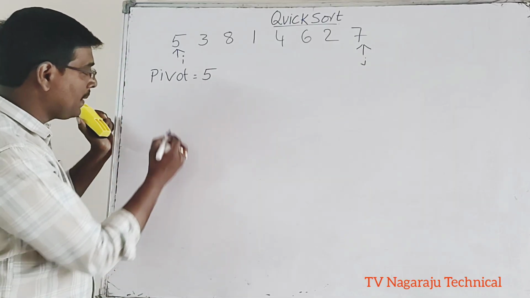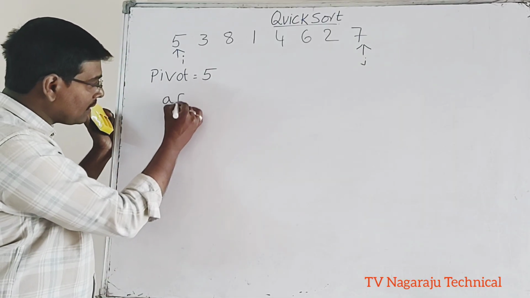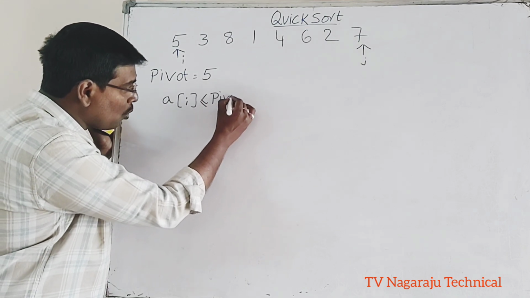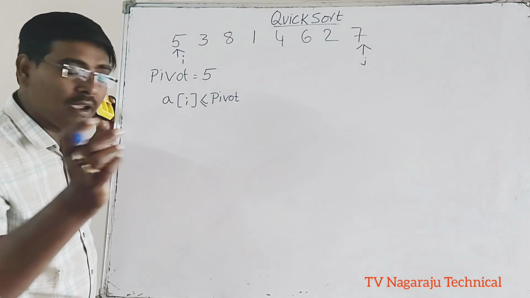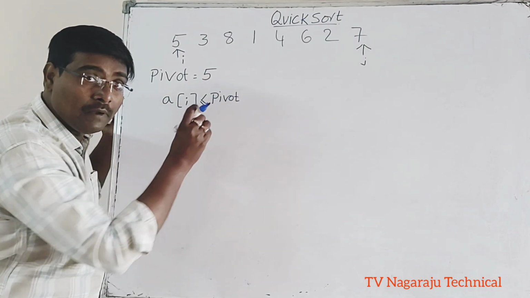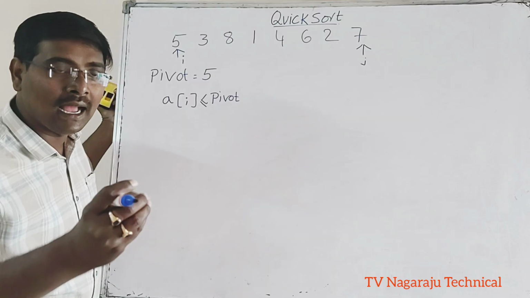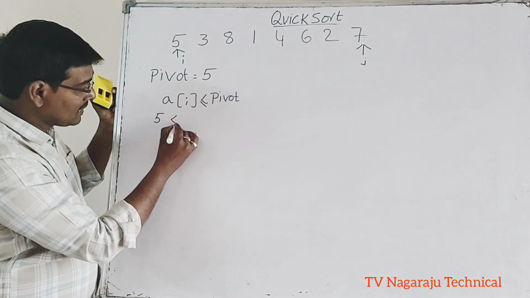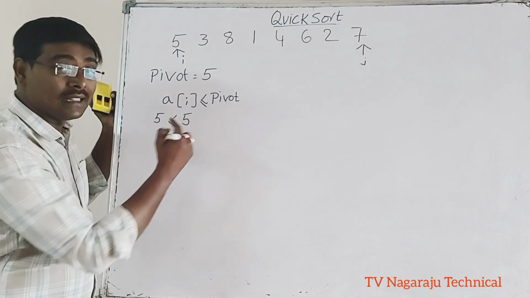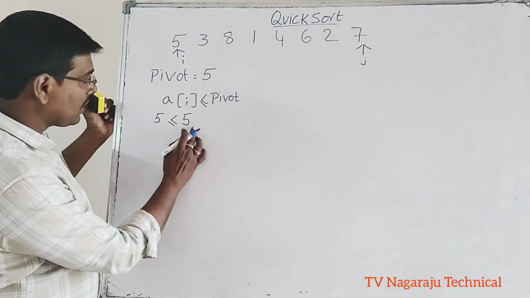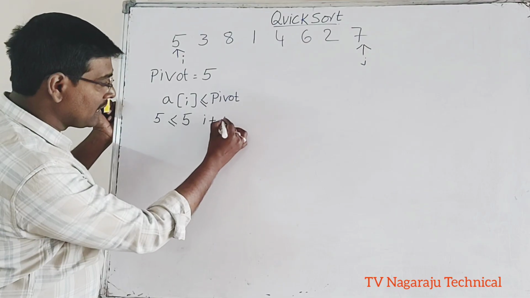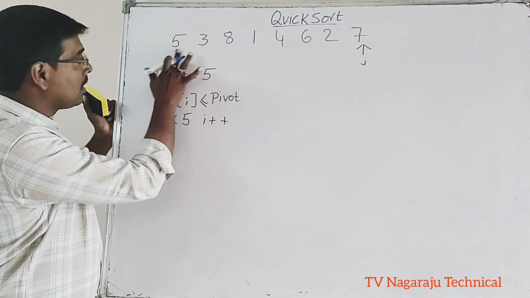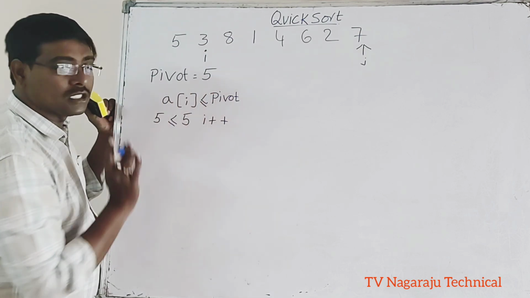What is the first comparison? We are comparing a of i is less than or equal to pivot. If a of i is less than or equal to pivot, we are incrementing the i value. First, what is i value? 0. 5 is less than or equal to 5. The condition is true. Whenever the condition is true, i is incremented. Now i points to this position.